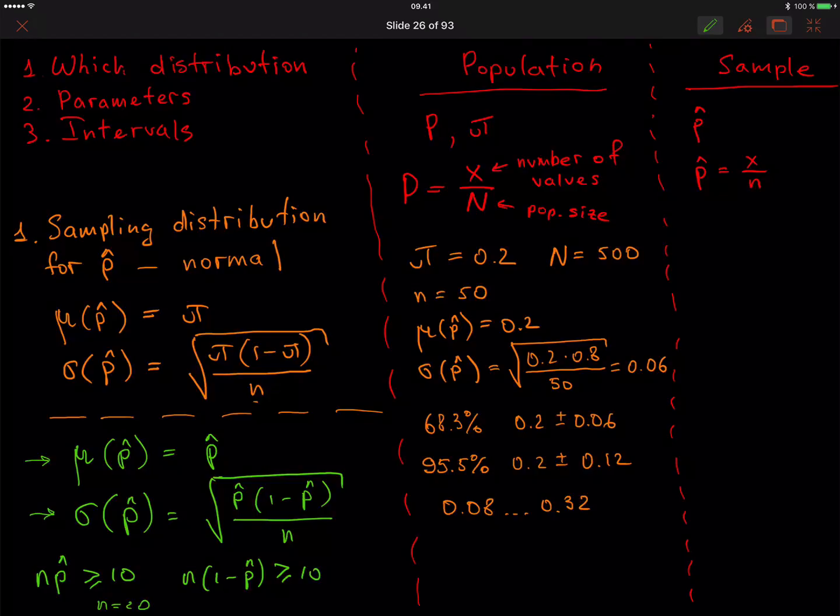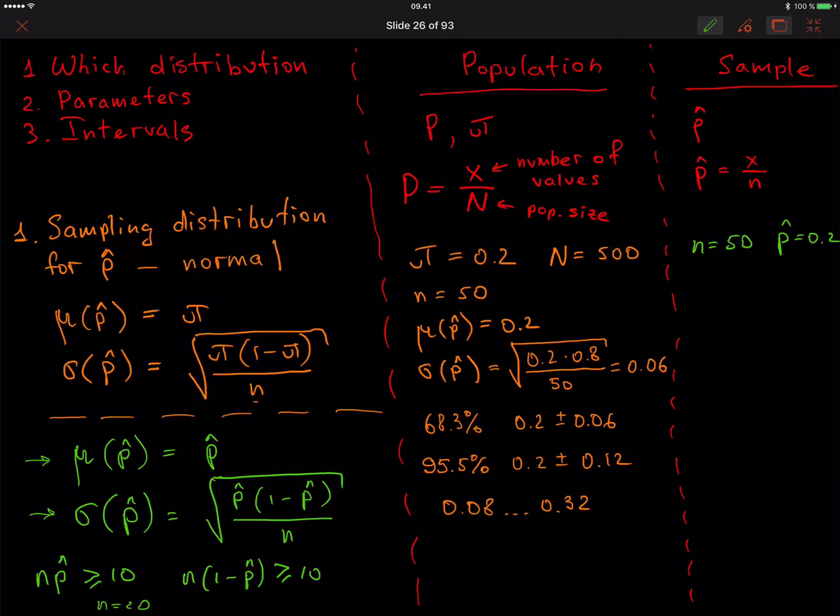Now let me show you how to do these calculations if you have no idea what's going on with your proportion. So imagine that you took a sample and the sample size was 50, and the proportion for your sample was 0.2 again. Let's use the same. What does it mean? We don't know the population proportion in this case.